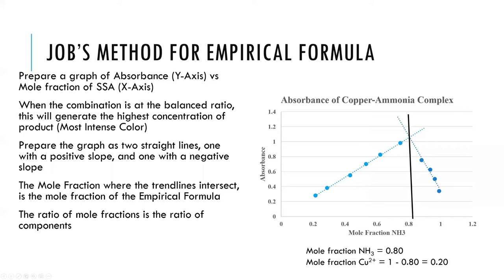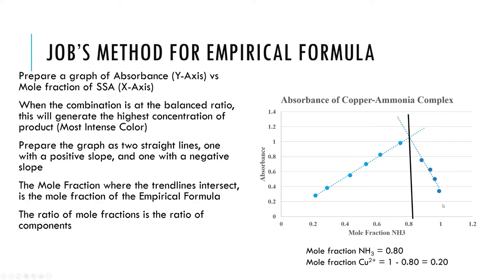So once you have the mole fraction of the different components for all of your nine test tubes, as well as the absorbance of your nine different solutions, you can then prepare a graph. You're going to be graphing the absorbance reading on the y-axis versus the mole fraction of the SSA on the x-axis. And what you should see is really two straight lines. There's a set of data points where the absorbance is increasing to a point, and there's a set of data points where the absorbance is decreasing. These are two separate lines.